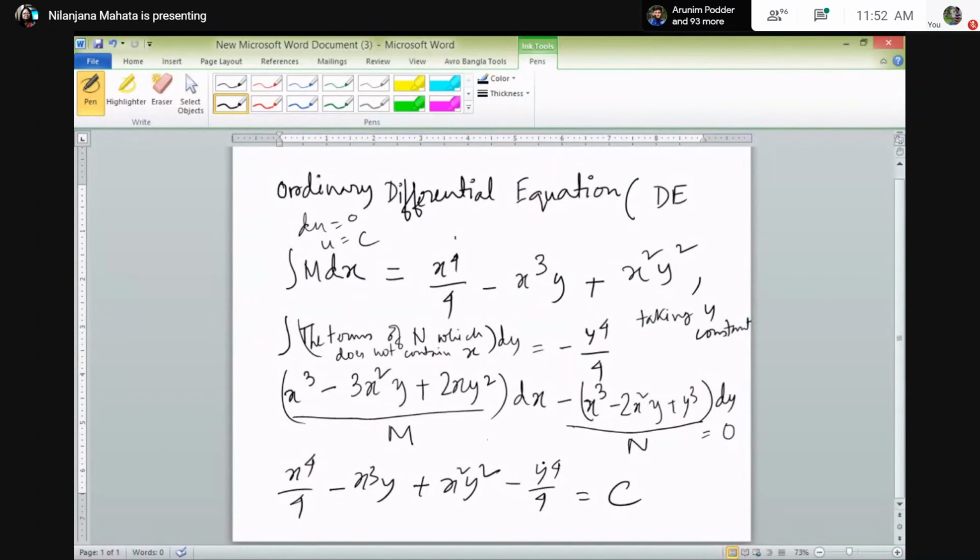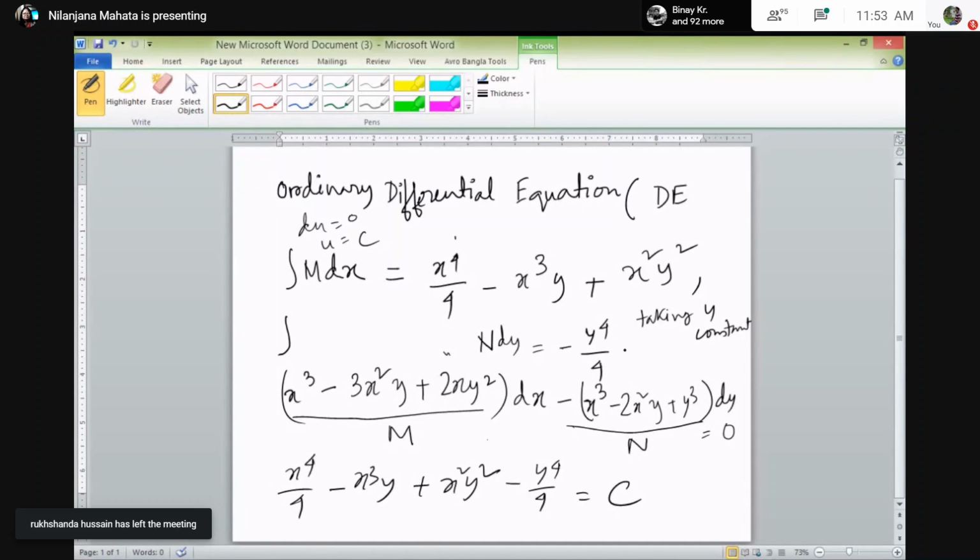Now suppose I am just integrating the whole term, that is N dy. Some books have this also. That means you will have another term, keeping x constant. What will this term be? One is x square y square, and another will be 0. That will be minus x cube y, because we are taking x constant.